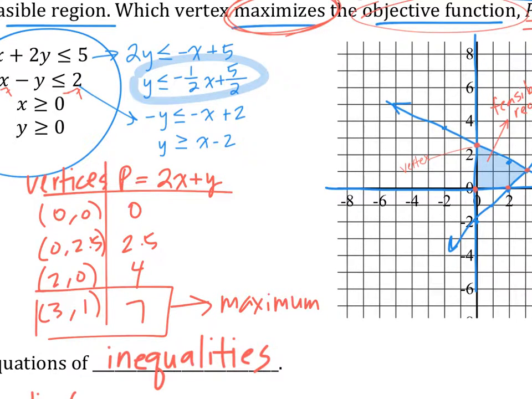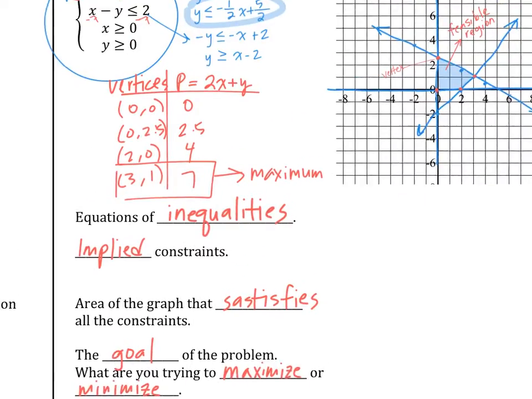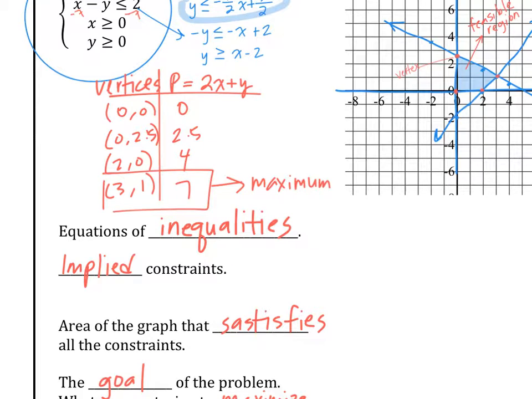So make sure you read the question. Sometimes they will say, which vertex? You put 3, 1. Sometimes they'll say, what is the maximum value? Then you put 7. So make sure you read the question. Okay, let's see. Was there a second point? Nope, that's it. Okay, let's try another one.